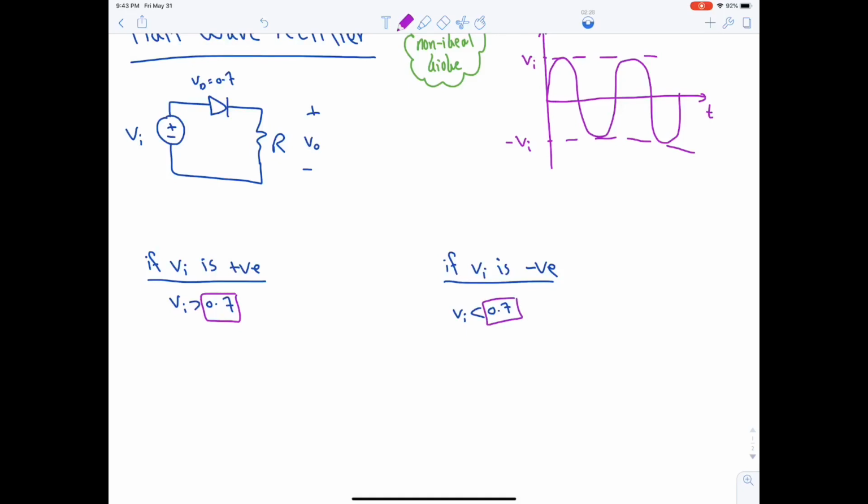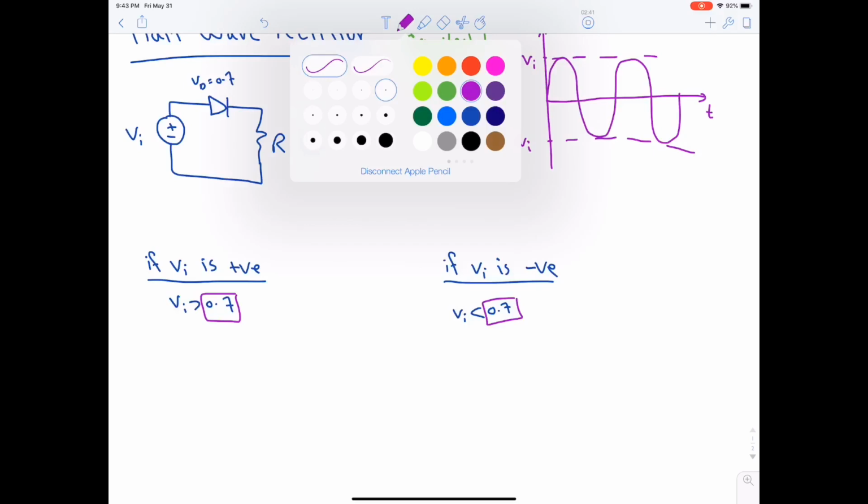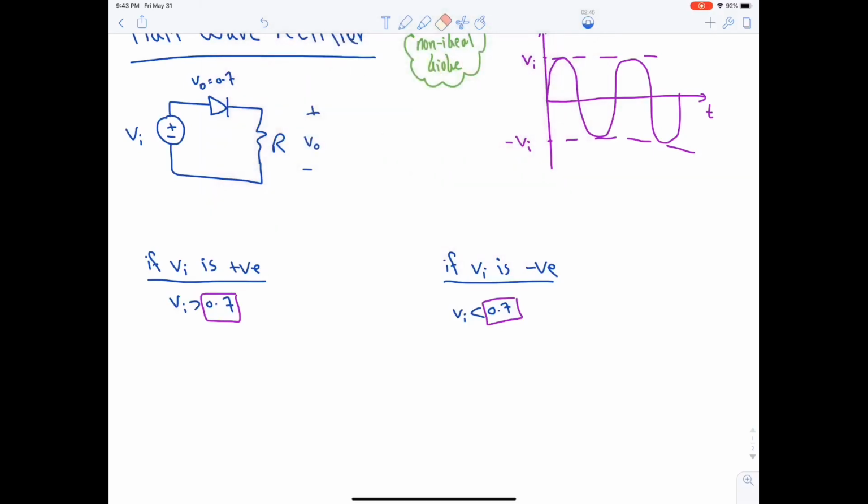So to simplify things, there are always two cases: when Vi is greater than something and when it's less than something. So in order to simplify things, we will say that the first case is when Vi is positive, and the other case is when Vi is negative. Okay, this will simplify things.